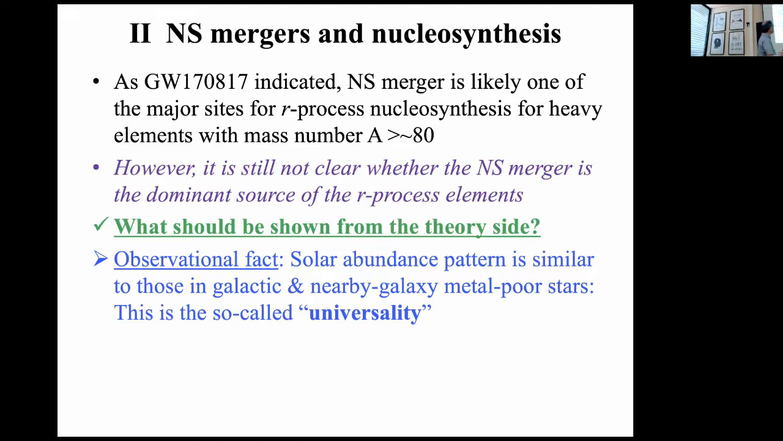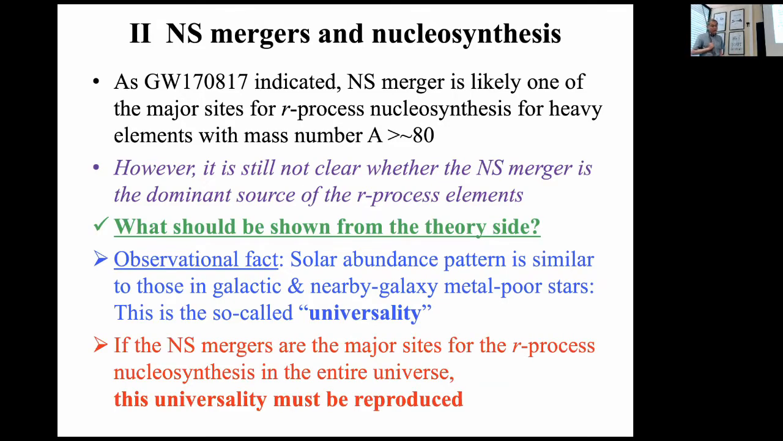The observational fact is that the solar abundance pattern is very similar to the abundance pattern in metal poor stars in our galaxy and nearby galaxies. This is called universality. So we have to reproduce this universality from the theory side. As I said, if a neutron-star merger is a major site for r-process nucleosynthesis in the entire universe, then this universality must be reproduced. For example, if we perform a numerical simulation, then we have to reproduce such a universality.